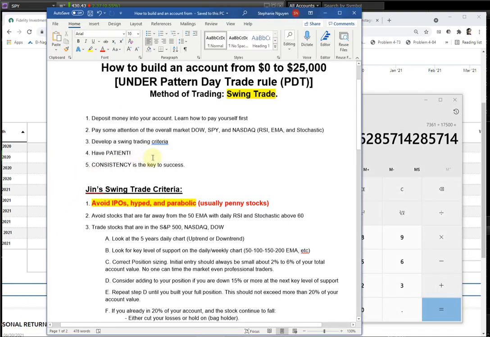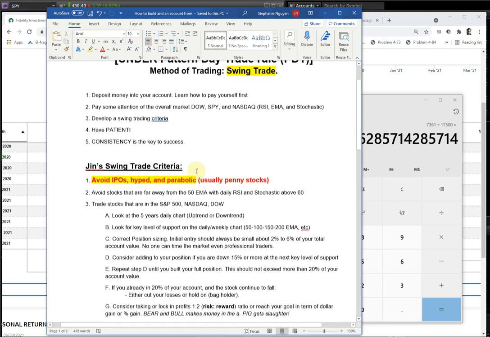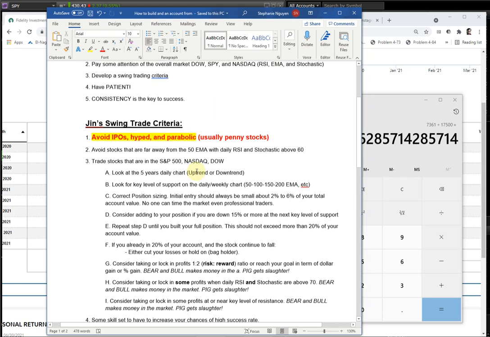Consistency again is the key to success. All right. Here are the criteria. I avoid IPO. I cannot emphasize that enough. I do not trade IPO. I trade like a chicken. I told you. Even swing trade, I trade like a chicken.